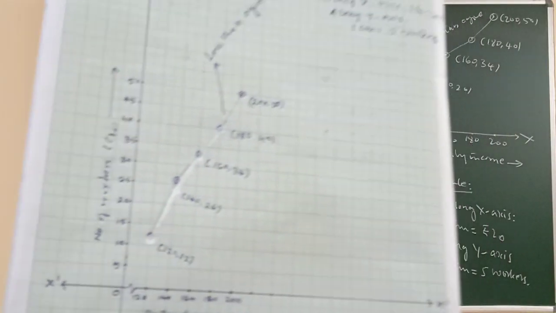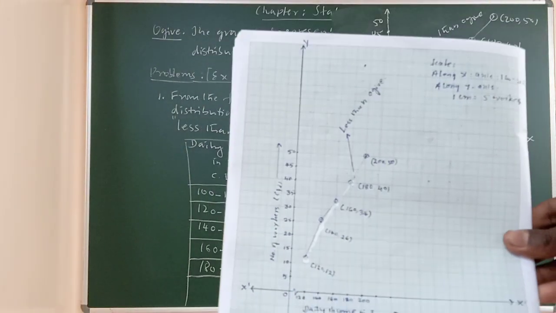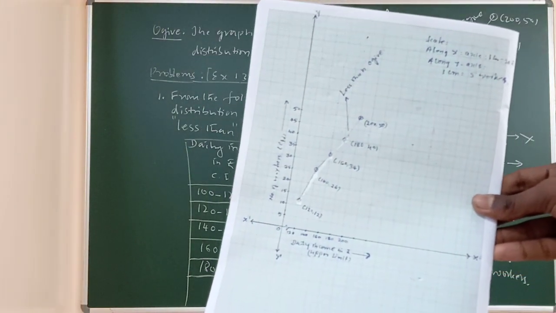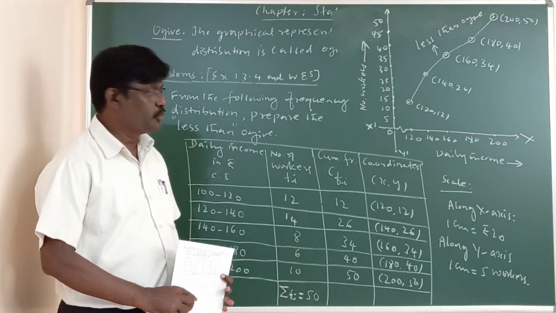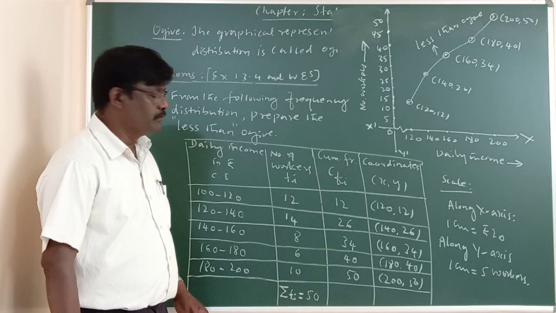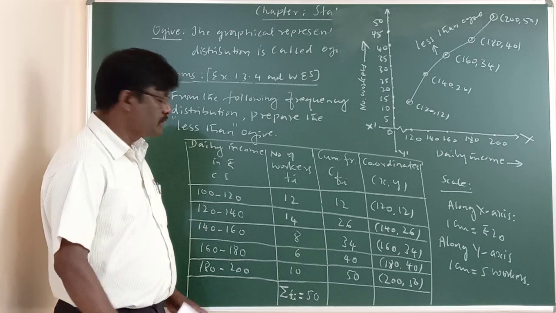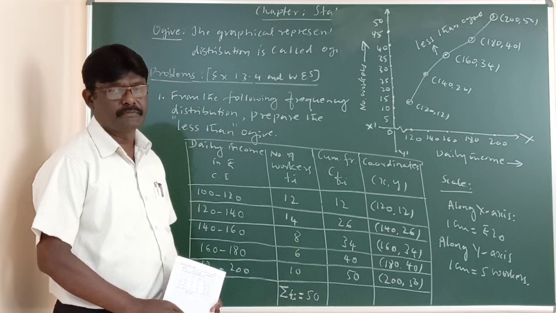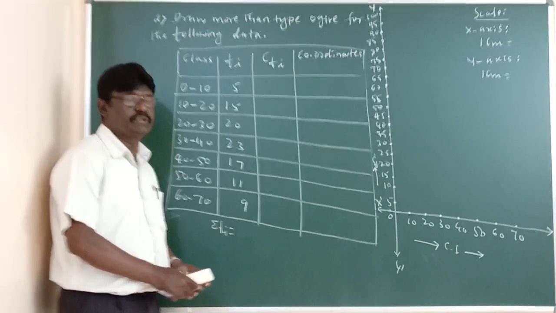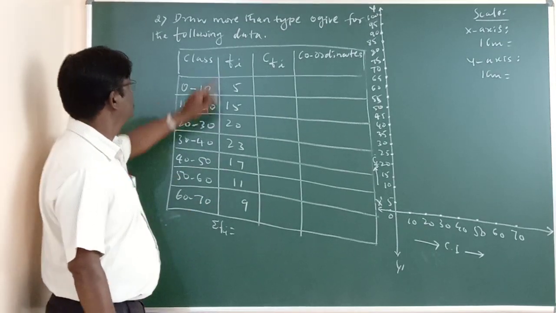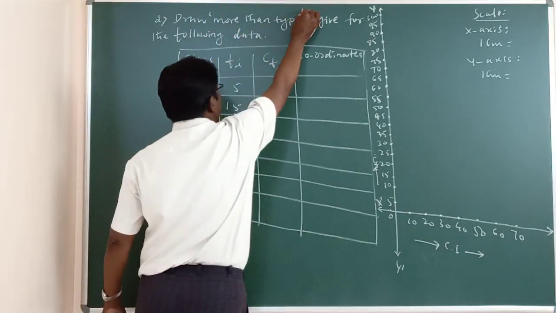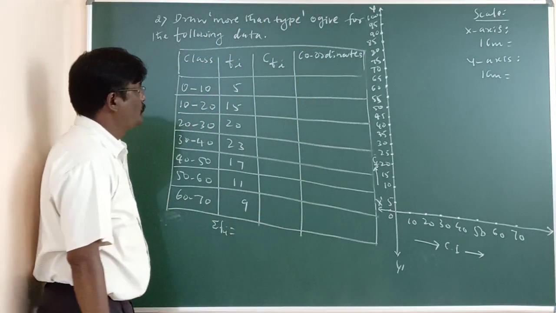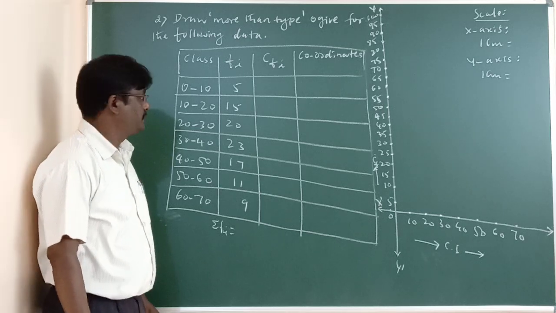Yes, children. Just have a look. Okay, I hope you understood. Now we shall take the more than OGIVE, the second one. Okay, so now we shall take the second one. Draw the more than type OGIVE for the following frequency distribution data.